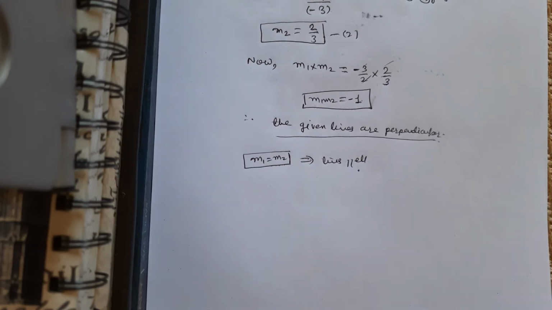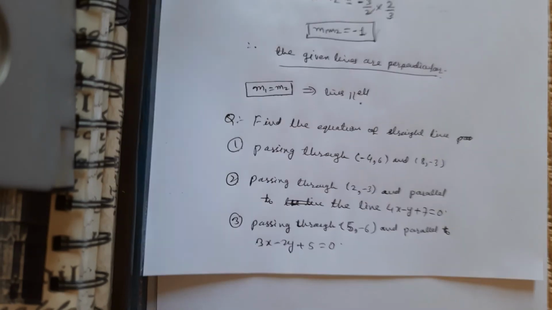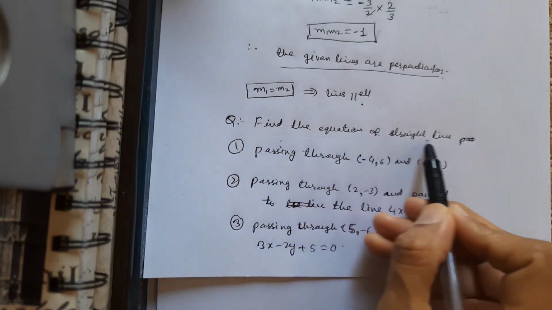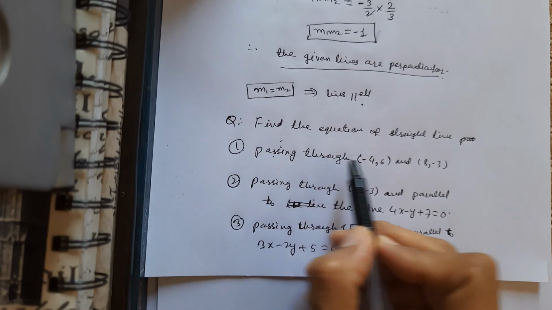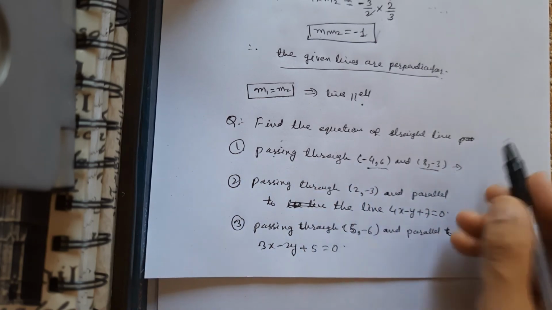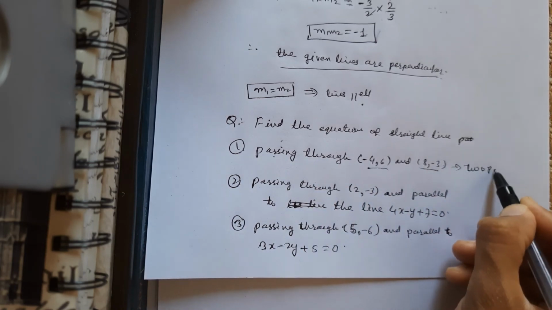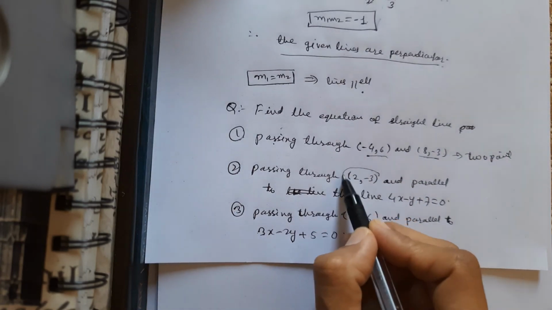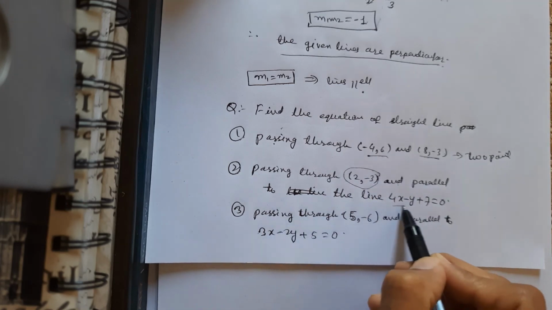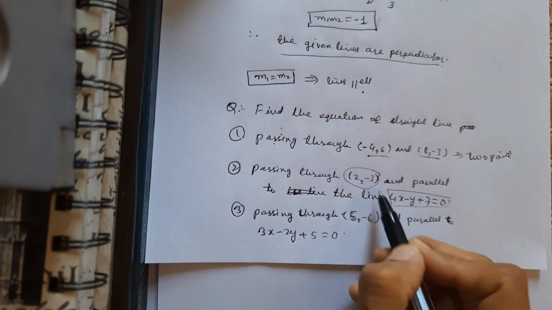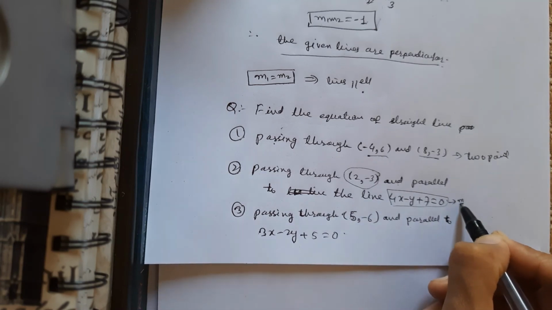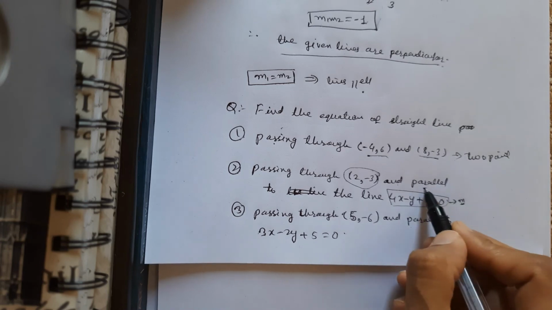Now just try to solve some examples that I am going to give you here. A few examples that I write here, just to try out. Find the equation of a straight line. The first line is passing through these two points, so just use the two-point formula for the equation of a line. Second, it is passing through this point and parallel to this line. So use the slope-point formula. Find the slope m of this line, and this will be equal to the given line's slope because it's parallel.